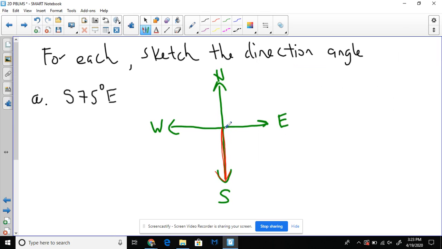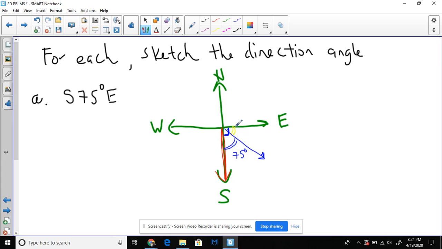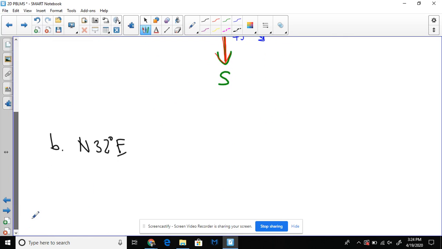So I'm traveling roughly here, and this angle is 75 degrees. So again, south, 75 degrees east. Again, this is a 90-degree angle. So that means if this is 75, then this angle here is going to be 15 degrees. So let's try another one down here.